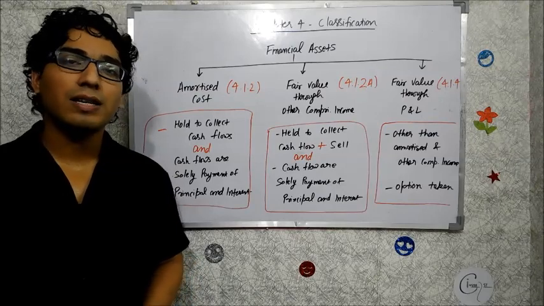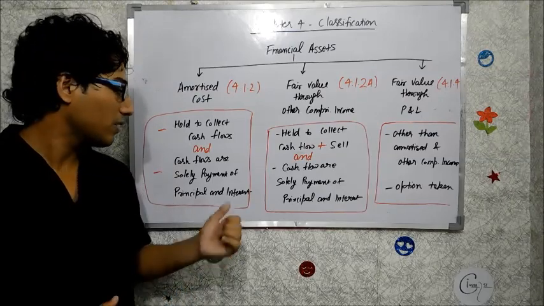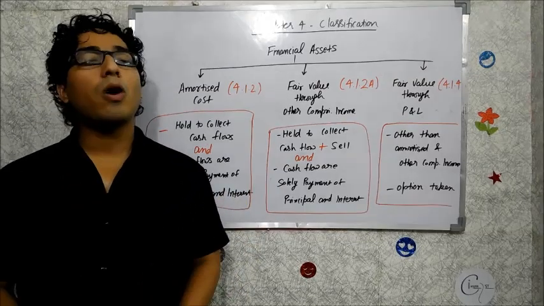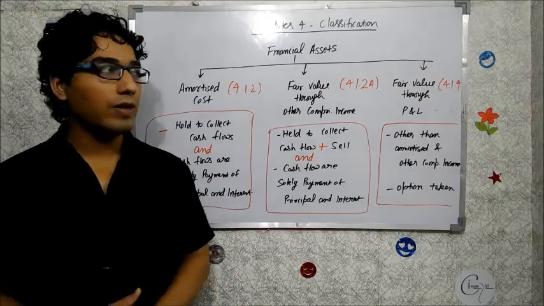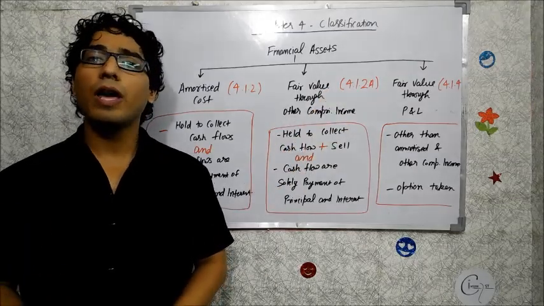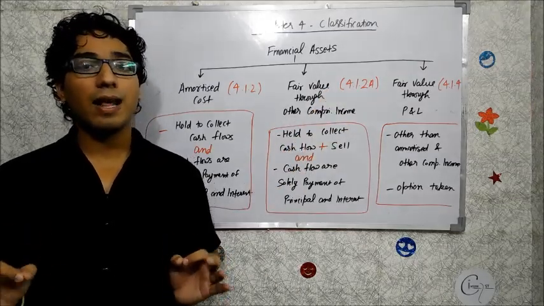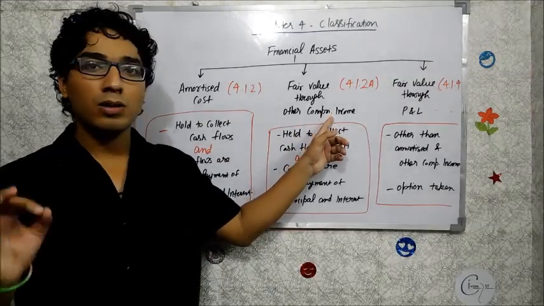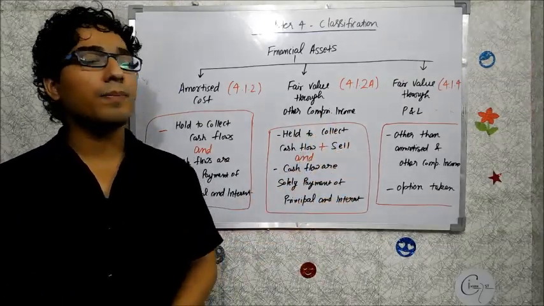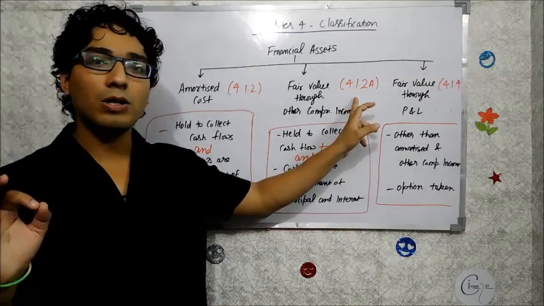And we have also discussed in our example when you can say those cases are not solely payment of interest and principal. Now we should move to our next category, which is fair value through other comprehensive income. So when will you categorize your financial asset into this category? Again, here are the two situations given in paragraph number 4.1.2a.